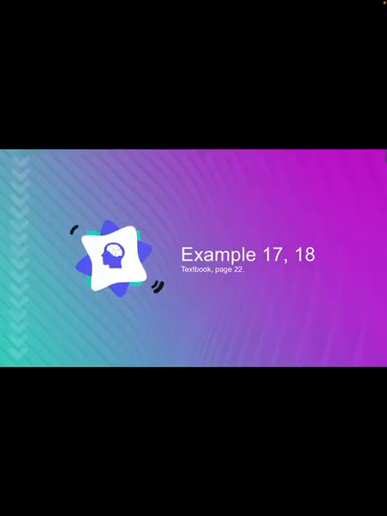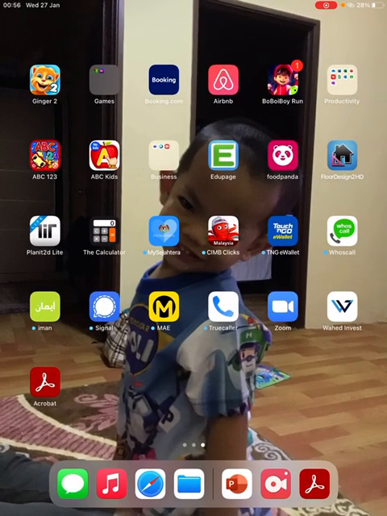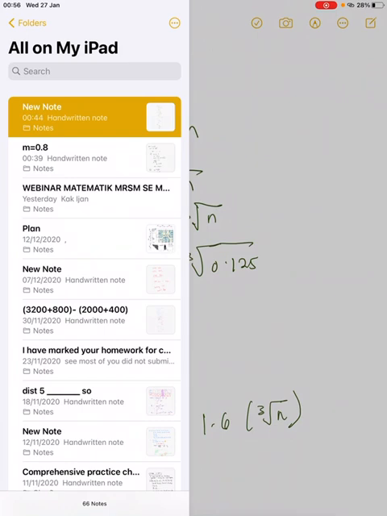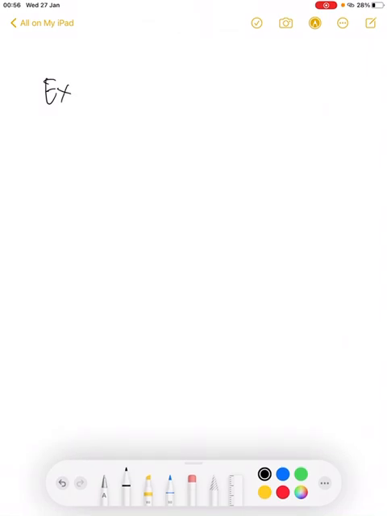Okay, next, example 17 and 18 from the textbook. Let's try doing example 17 and 18. Example 17. Two quantities x and y vary based on the table on the right. By using a suitable scale, draw the graph of y against 1 over x.